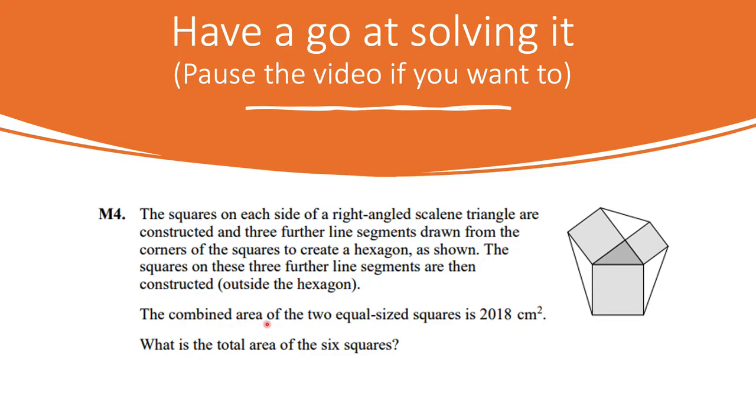The combined area of the 2 equal size squares is 2018. Right, so 2 of the 6 squares have the same area, and their areas add up to 2018. And they are asking for the total area of the 6 squares.